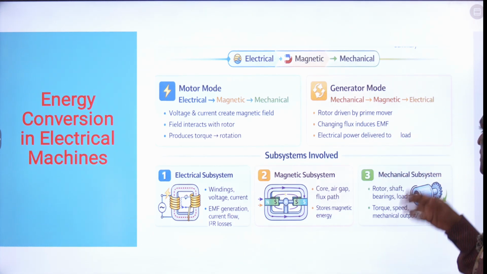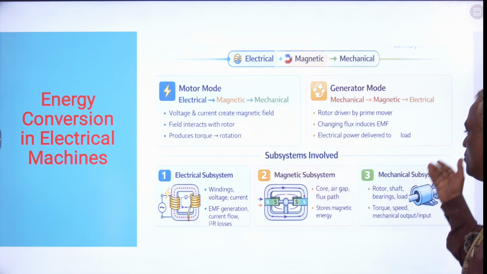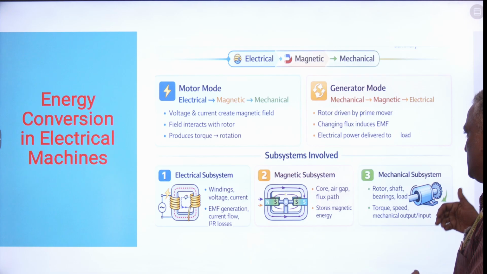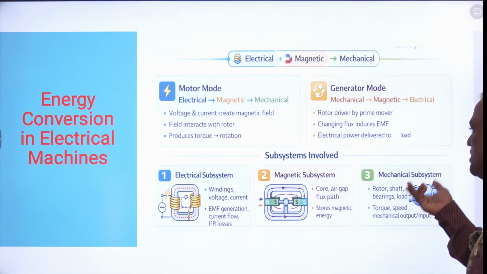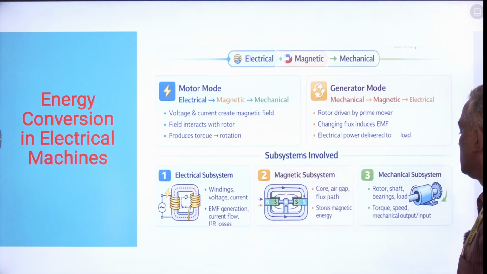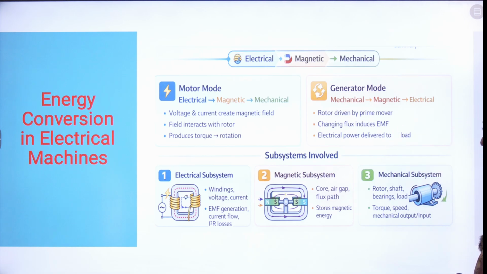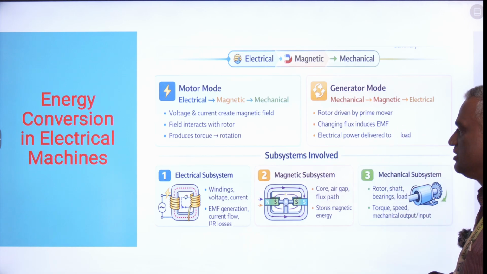That is motor mode. Then what about generator mode? The rotor is driven by a prime mover. As a result, there will be a change in flux. As per the law mentioned earlier, the change in flux induces the EMF, and ultimately the power is delivered to the load connected on the output side.